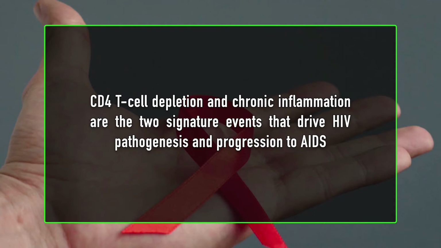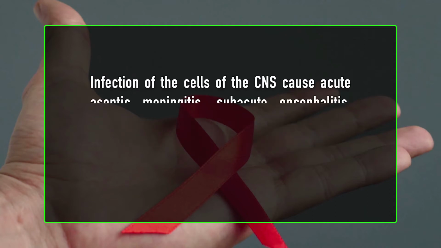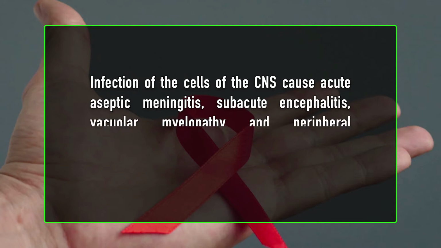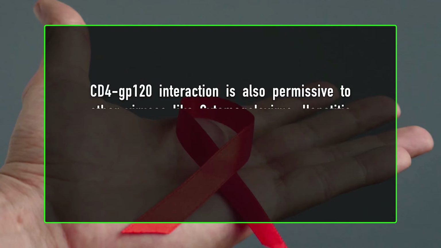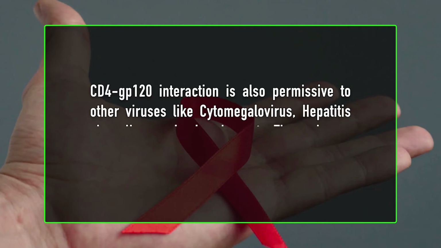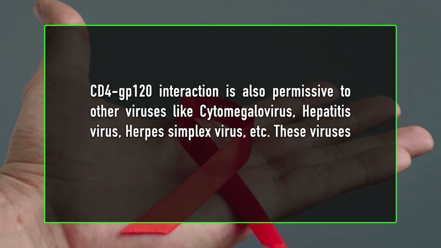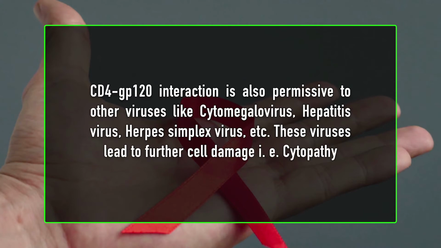Infection of the cells of the central nervous system causes acute aseptic meningitis, subacute encephalitis, vascular myelopathy, and peripheral neuropathy. Later, it leads even to AIDS dementia complex. The CD4 positive GP120 interaction is also permissive to other viruses like cytomegalovirus, hepatitis virus, herpes simplex virus, etc. These viruses lead to further cell damage, that is cytopathy.